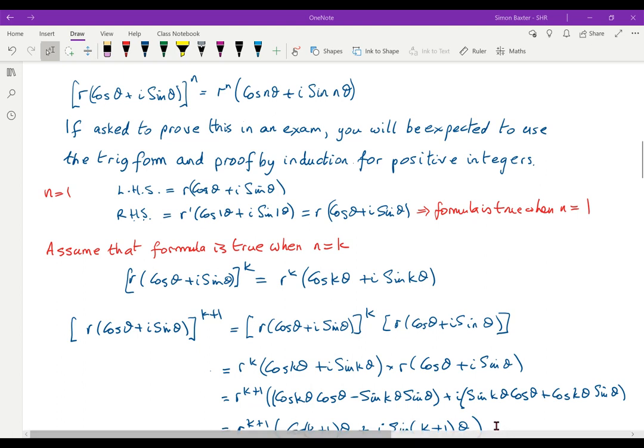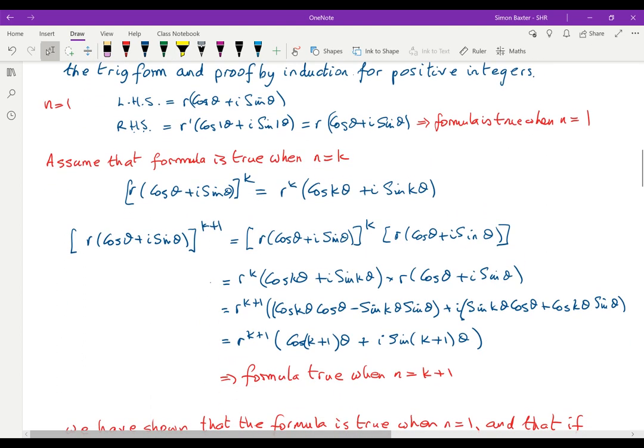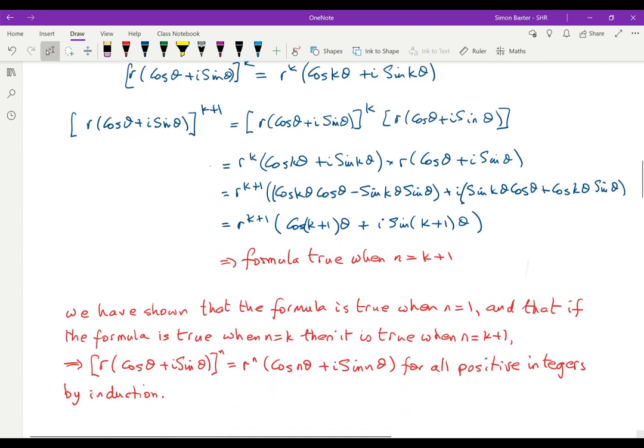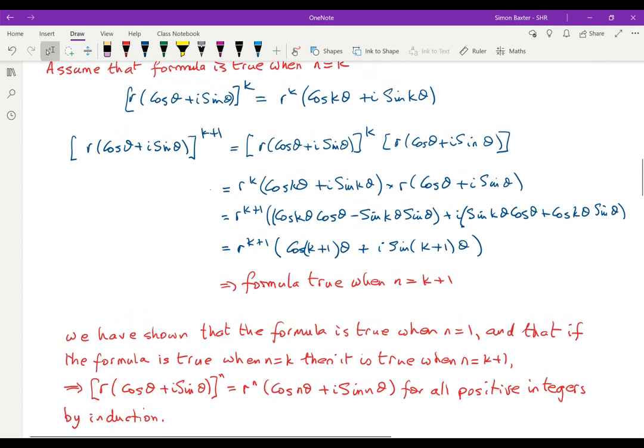And so you now do have what the formula would have given you. So the formula is true when n is k plus 1. Then you've got the finish of your theorem. We have shown that the formula is true when n is 1, and that if the formula is true when n is k, then it is true when n is k plus 1. Therefore, r cos theta plus i sine theta all to the power n is r to the n cos n theta plus i sine n theta for all positive integers by induction. Don't leave out the red bits.